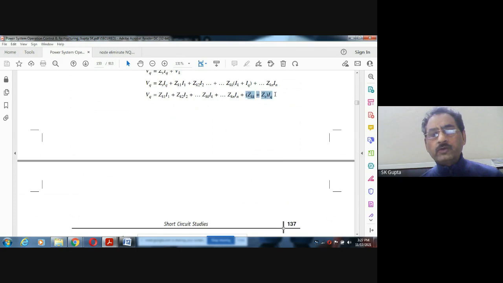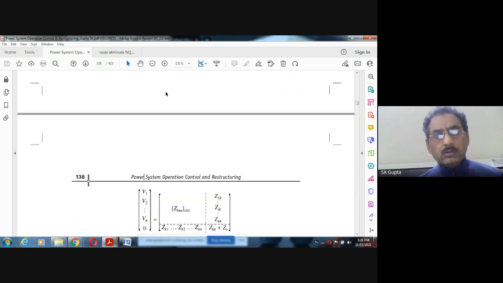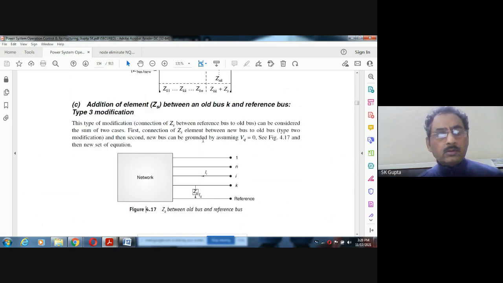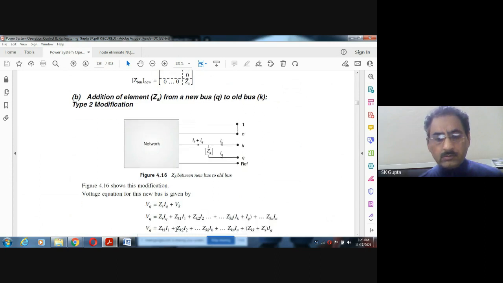So this equation of VQ is a new addition which arises because of the new transmission line between the old bus and the new bus. So you see here.